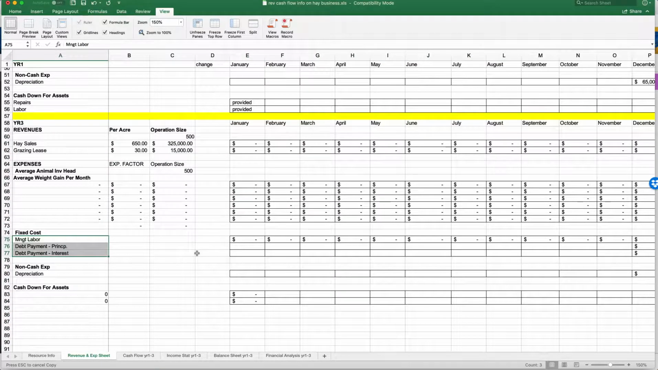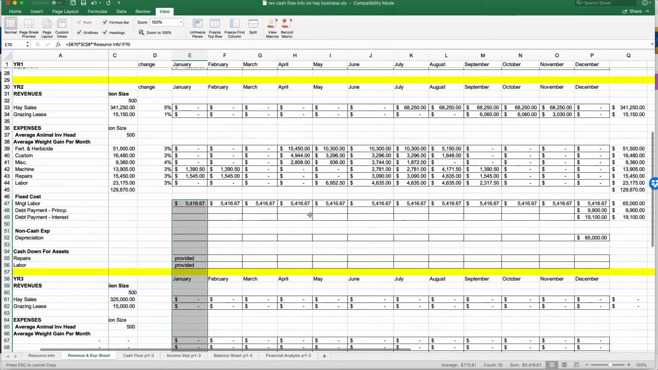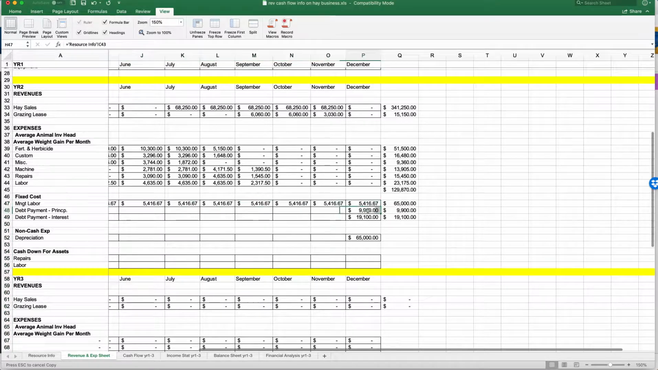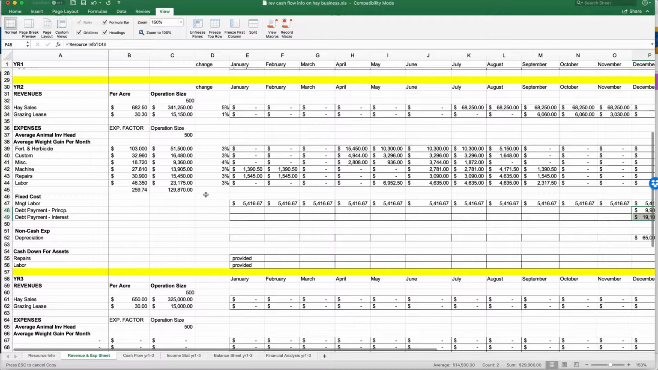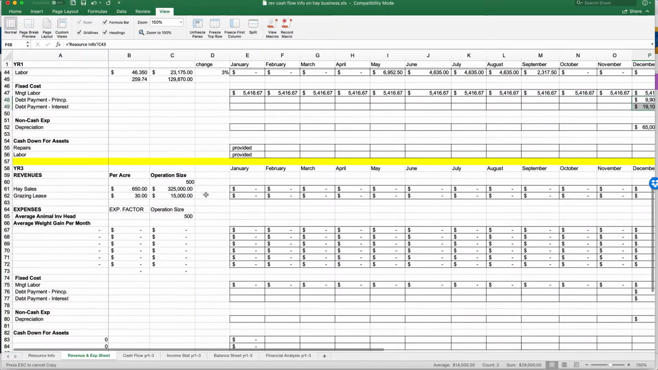Land management and labor, these things will change a little bit. Like that one changed right there, and those changed as well. Those are our new off our resource page. All right, so hopefully that makes sense of your resource page.